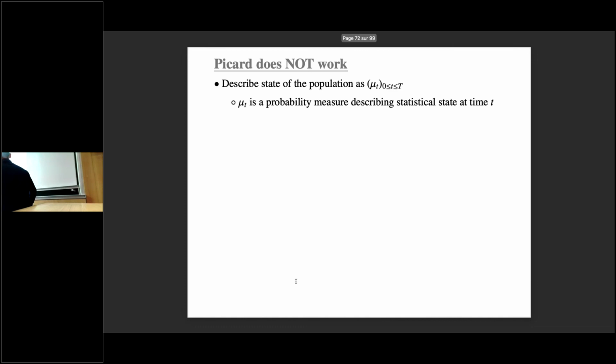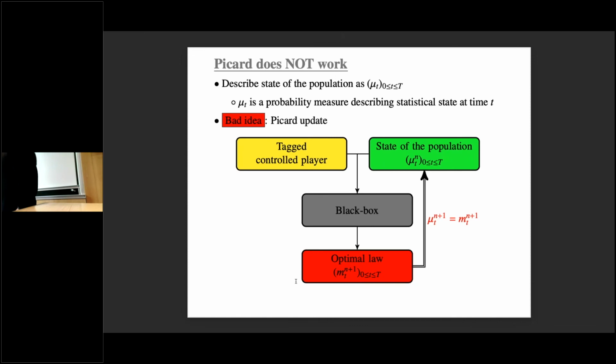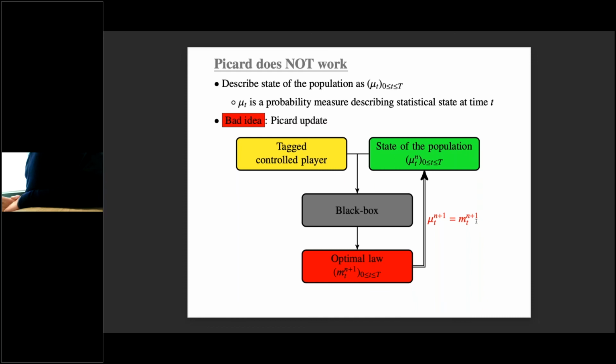The one that doesn't work is Picard, because I don't have contraction. In fact, what Picard would be, it would be to say, you have your state mu n, you optimize the yellow player using the black box, you see the output, this is mu n plus 1, and you update the new state of the population by using mu n plus 1. This is really Picard. It fails. And it fails numerically, not only theoretically. We are not able to prove convergence. This is not a big surprise, because if we were able to prove convergence, certainly I would have proved my results by using contraction arguments. But numerically, you observe that it fails.